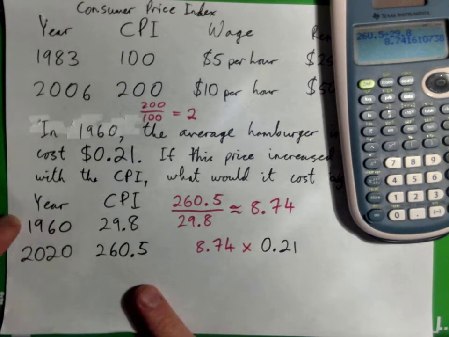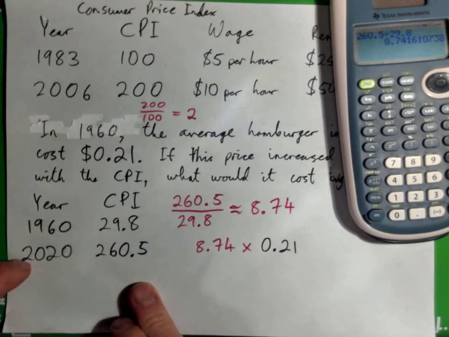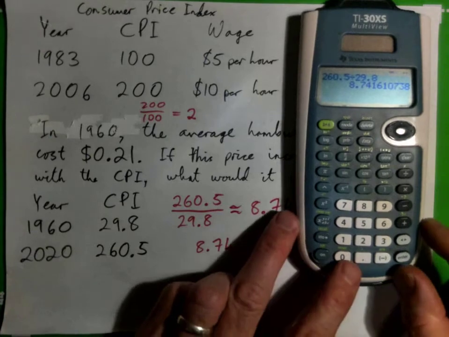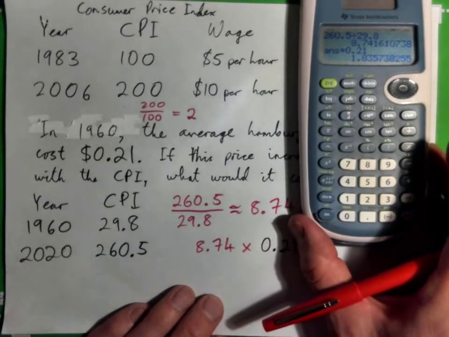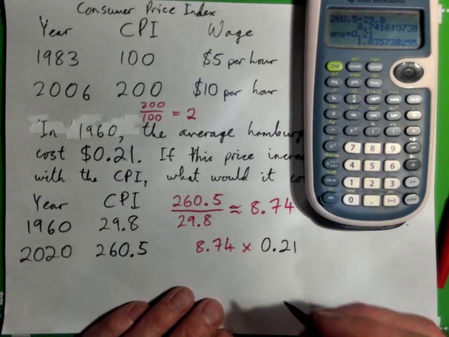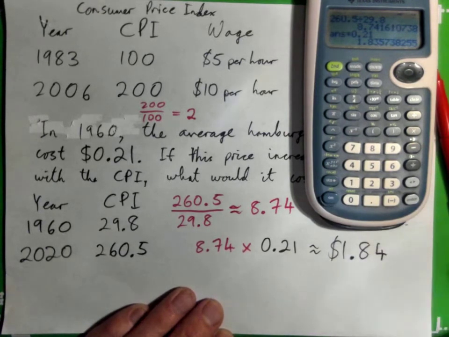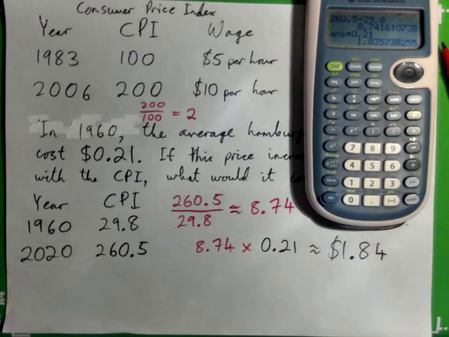If you got $1 an hour in 1960, you get $9 now. If a house costs $100,000 in 1960, it costs $900,000 now. Everything's about 9 times more expensive. Does that make sense? So from 1960 to 2020, everything is about 9 times more, roughly, right? So in any case, take that number and times it by 0.21, and we get around $1.84, approximately. So the average hamburger, if it increased in line with inflation, would be $1.84.